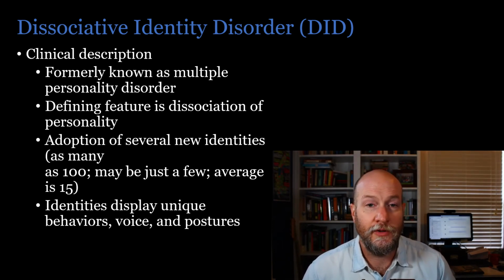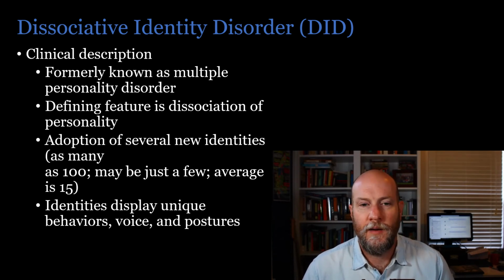The individual will adopt several new identities, and typically it's not just one other identity. It is very frequently several identities. The average in the very small number of cases that we can actually measure is about 15, and there are some cases of people reporting as many as 100 of these unique personalities. The identities tend to display unique behaviors, voices, postures.